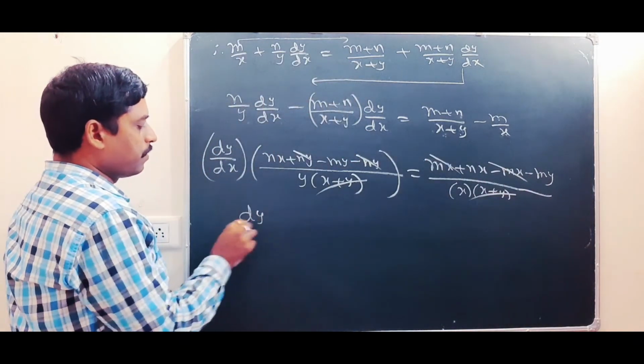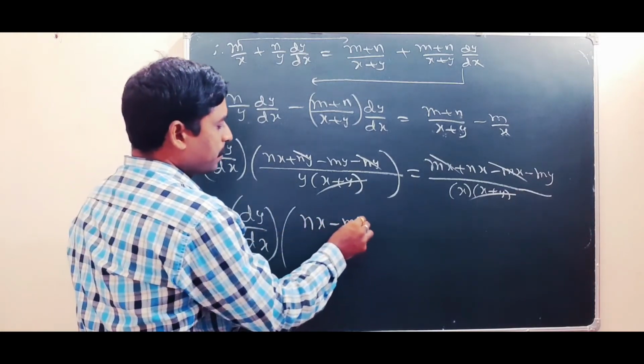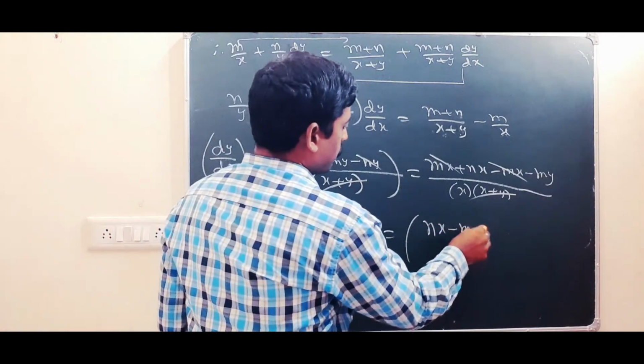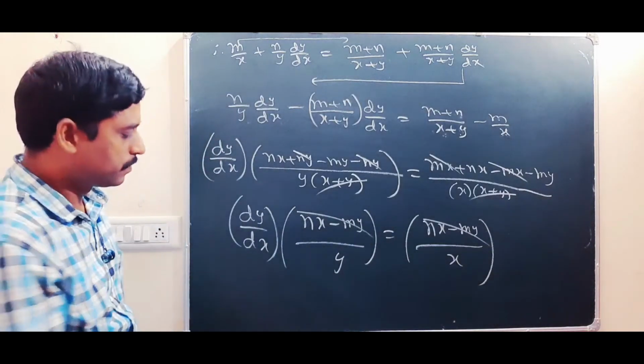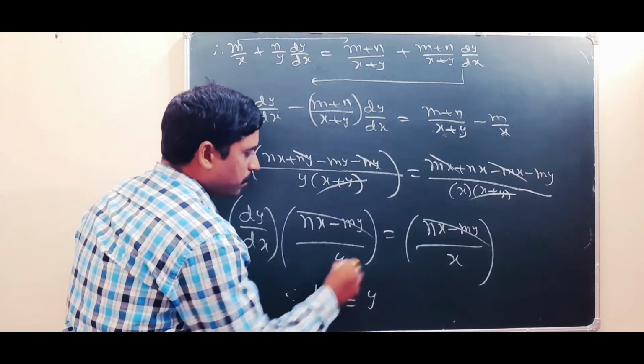So therefore dy by dx into nx minus my by y is equal to nx minus my by x. On both sides nx minus my also gets cancelled. Therefore the answer will be dy by dx is equal to y by x.